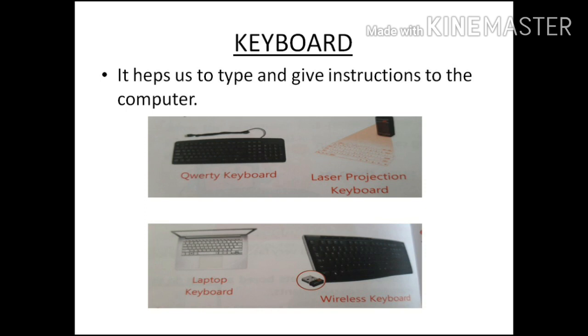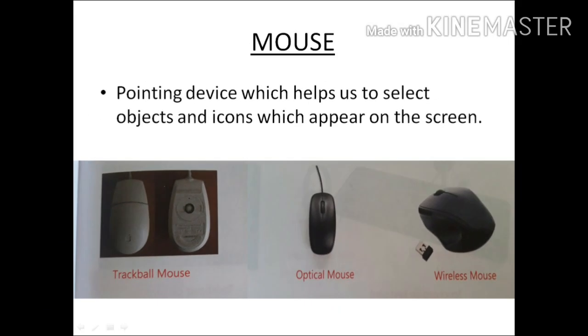The first one is keyboard. It helps us to type and give instructions to the computer, and it has different functions. There are 4 types of keyboard. You can see QWERTY keyboard, laser projection keyboard, laptop keyboard and wireless keyboard. Next comes the mouse. Mouse is a pointing device which helps us to select objects and icons. 3 types of mouse devices are trackball mouse, optical mouse, wireless mouse.